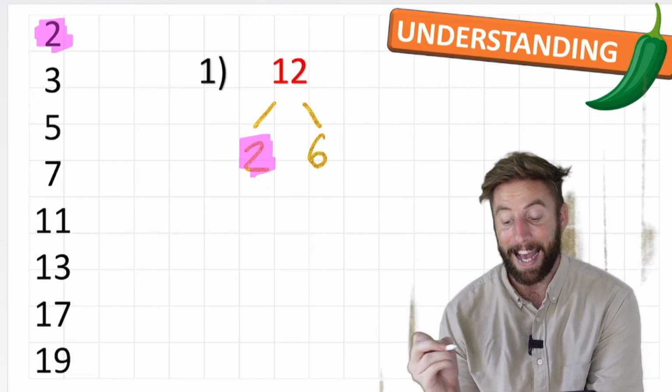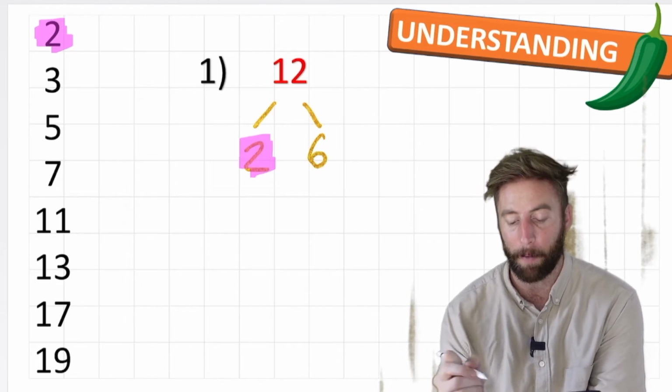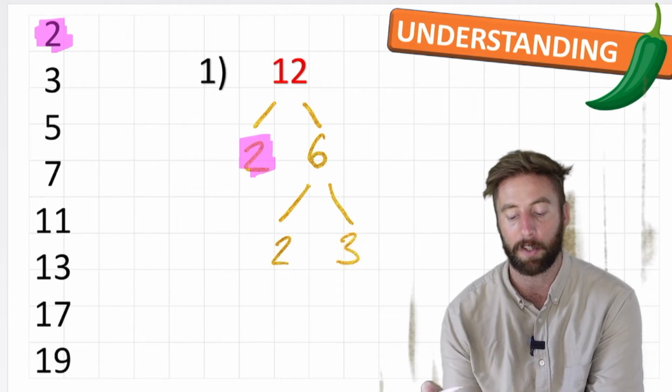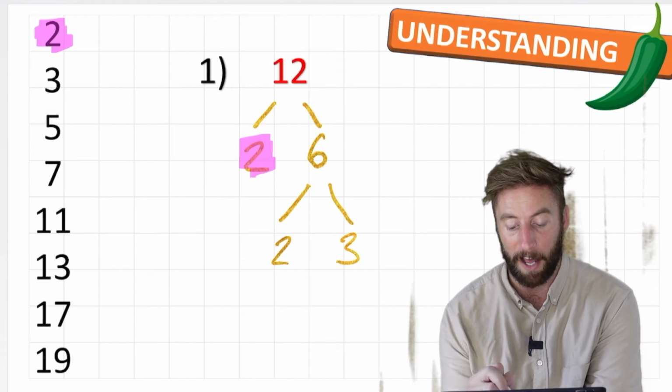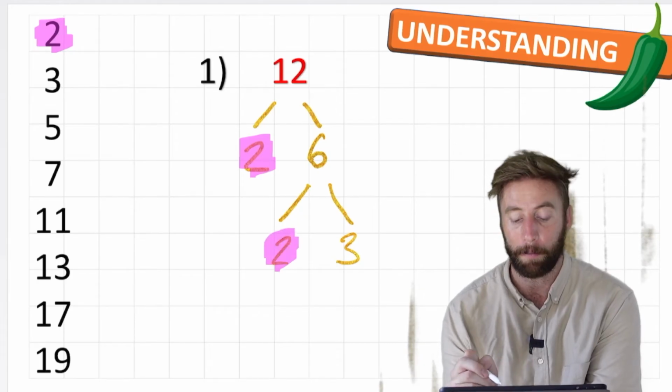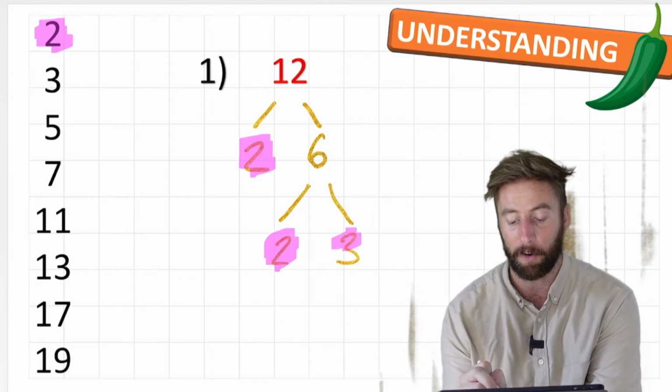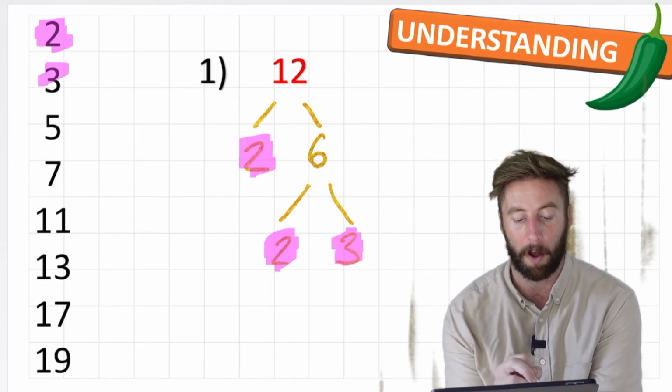And we can see that actually 6 isn't a prime number because it can be made up of 2 and 3. 2 times 3 equals 6. Now what do we notice? We've got ourselves down to a 2 again. 2 is a prime number, and guess what? Number 3 is also a prime number.